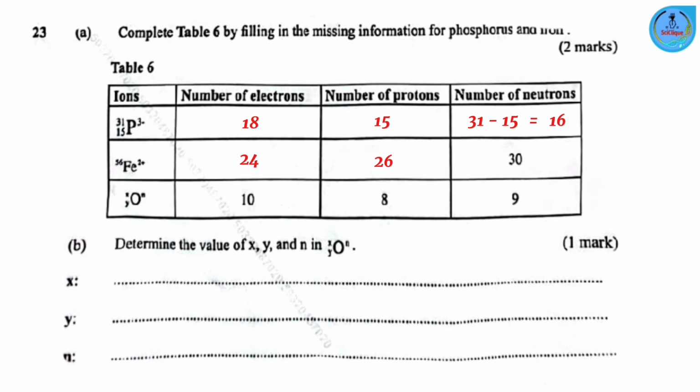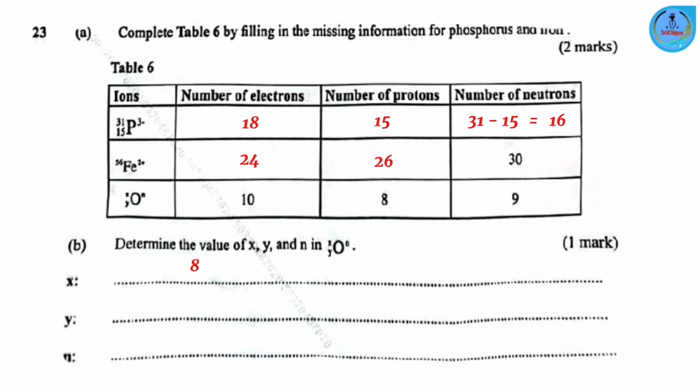Okay, part B. Determine the value of X, Y, and N in the following. So if we look at the element and the information that we have here, let's look at the table. X is our mass number, Y is our atomic number, and N is our charge. So let's start with Y. Y is the atomic number. These are the number of protons, and they are 8.